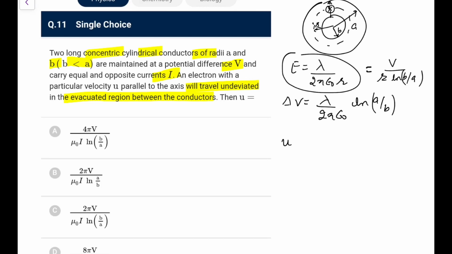So parallel to the axis will travel undeviated. We know the magnetic field will also be like this along the loop. So all three are perpendicular. So U should be equal to E by B for sure. So what we need, U is E by B.